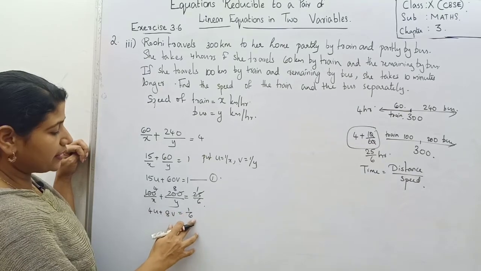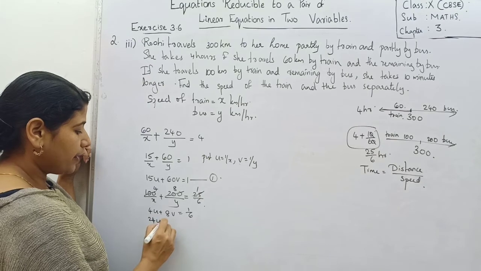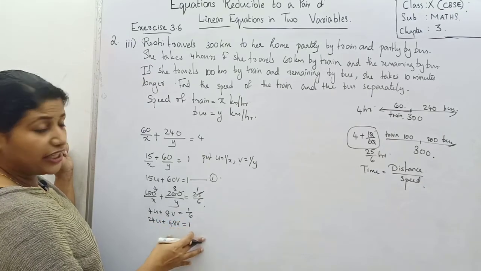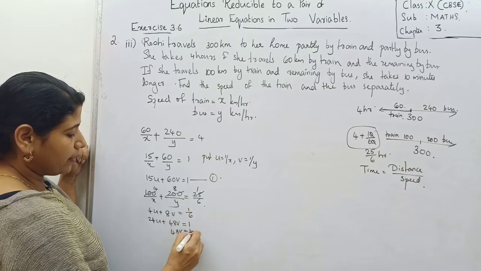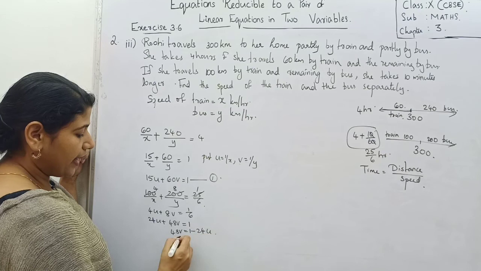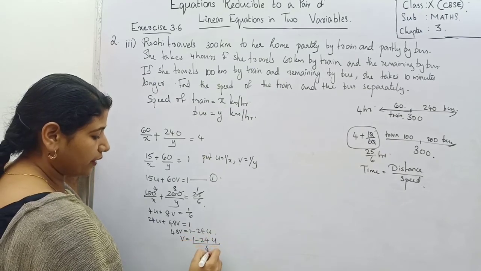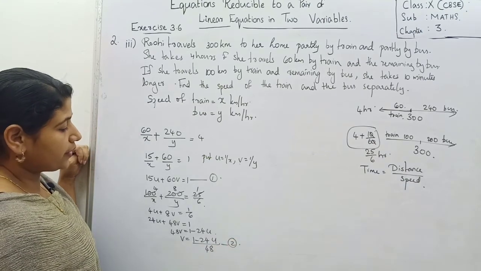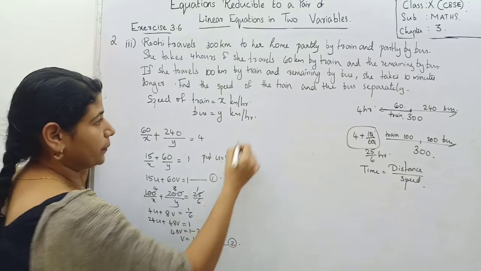You just multiply the 6 with the 4u and 8v. You will get 6 into 4, 24u plus 48v equal to 1. We can use the substitution method here. So I am writing 48v equal to 1 minus 24u, and v equal to 1 minus 24u by 48. This is the second equation.